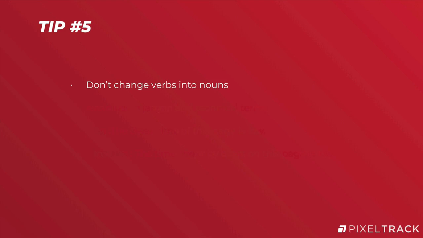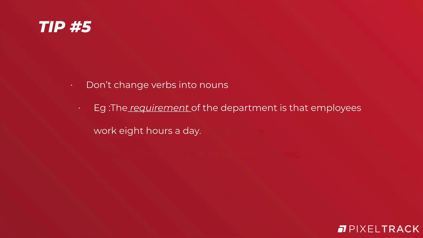Tip number 5 is don't change verbs into nouns. Again, I see this a lot happening. This is also along the lines of active voice and passive voice, but let me give you an example for you to understand better. The requirement of the department is that employees work 8 hours a day. Now, this is the requirement. It's supposed to be a verb, but it has been made into a noun here.